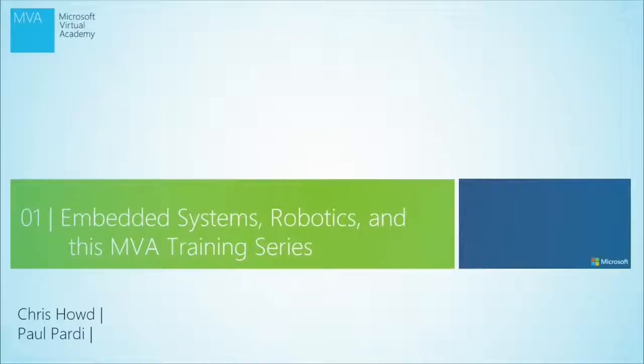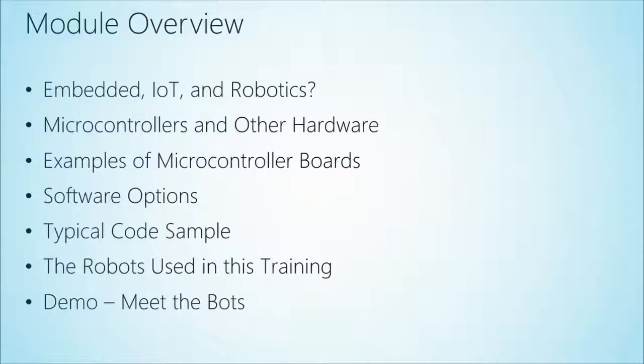So let's start with Module 1, Embedded Systems, Robotics, and how we're going to talk about that through this MVA training series. So very quickly, let me talk about the module, what we're going to do here. We're going to spend a little bit of time talking about what embedded programming is and use robotics as the introduction to that. You see that acronym IoT, Internet of Things. We're going to spend some time talking a little bit about what we see as the Internet of Things and how that relates to the work that we're going to do here today.